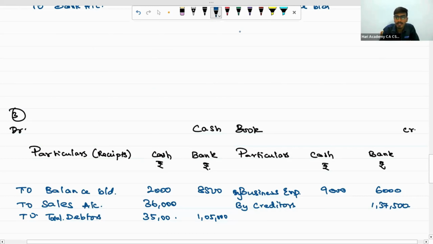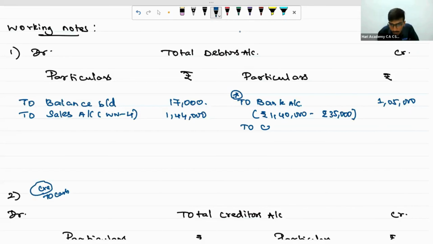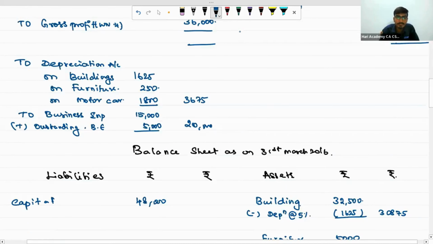Here also we need to put one more adjustment to the cash account. This 35,000 I should show because this 35,000 is in cash. This 1,05,000 is in bank, so that 1,05,000 I will show. Here also I will put it in bank itself. Okay, next.